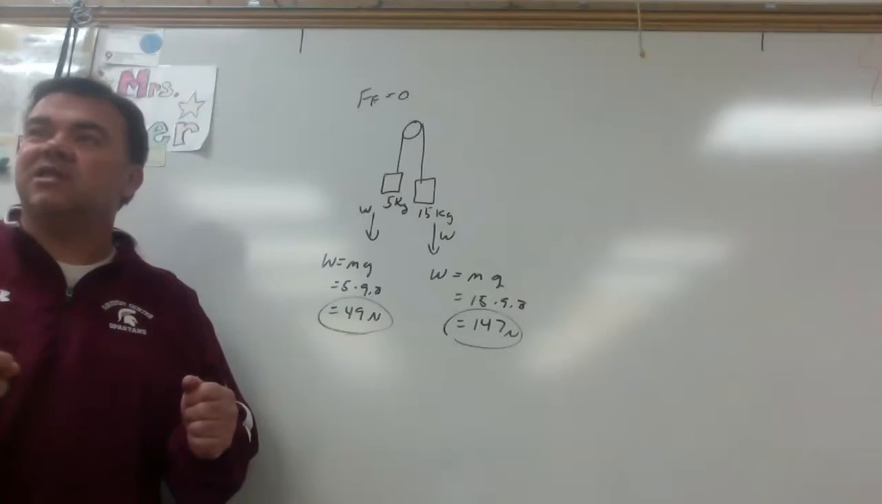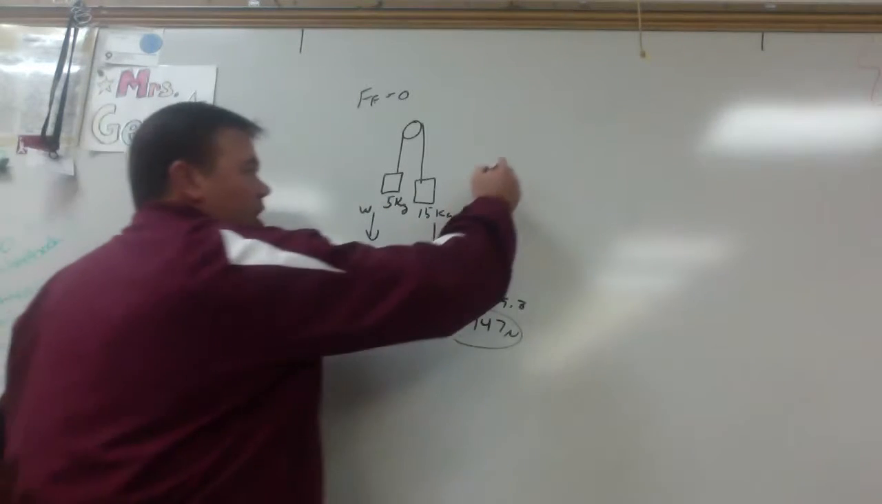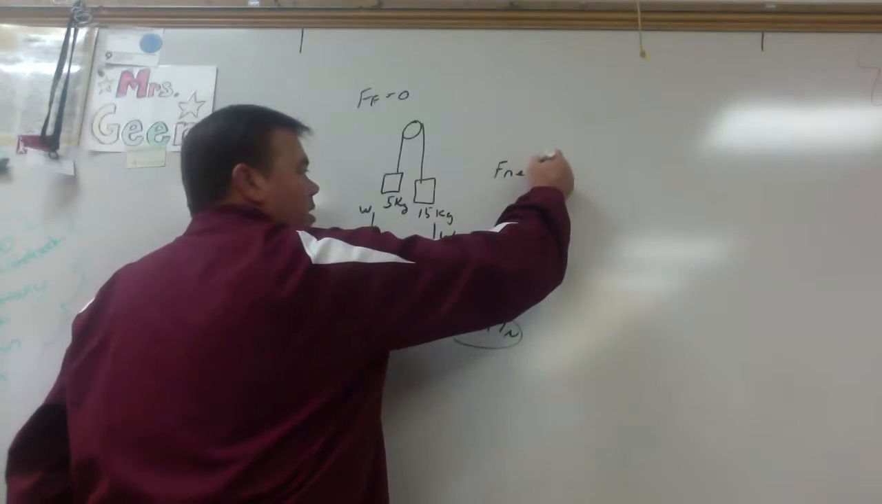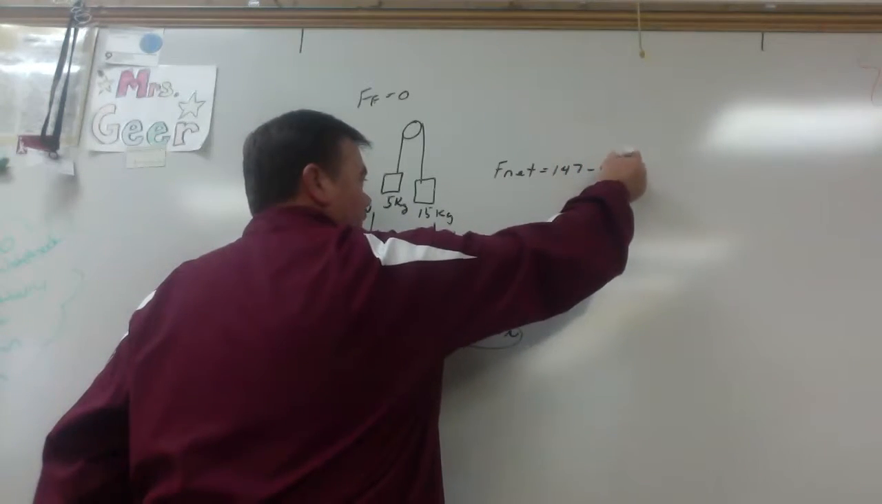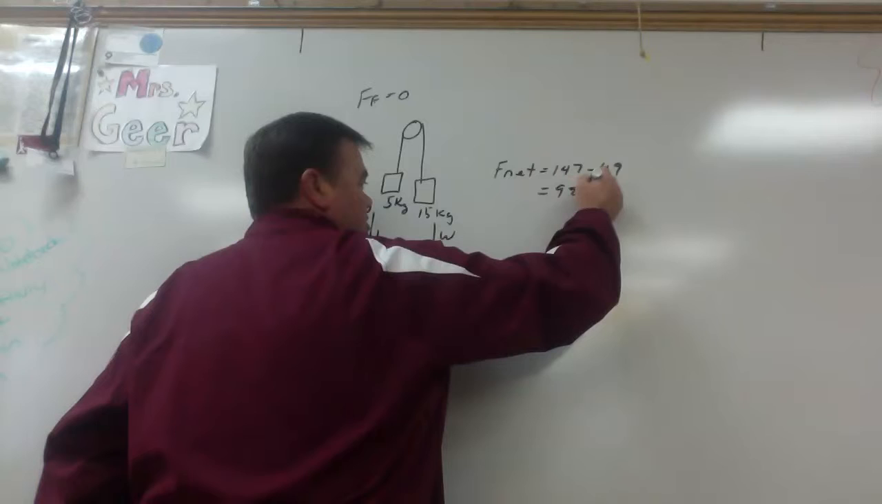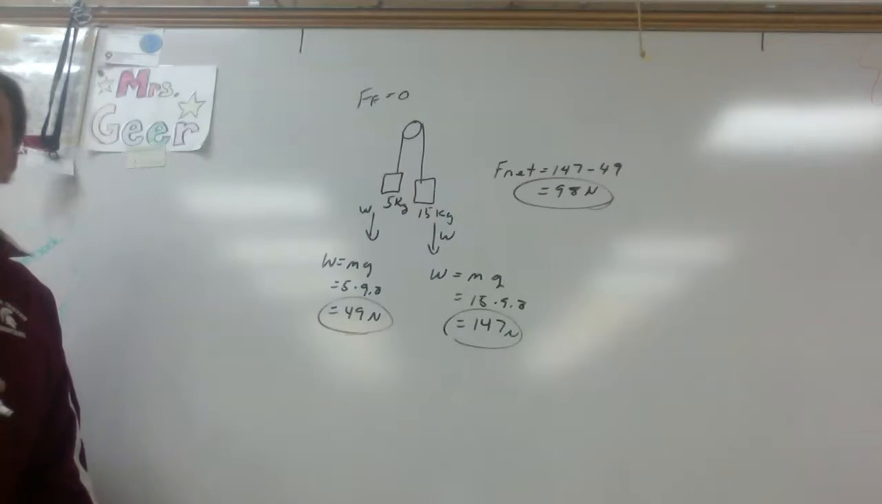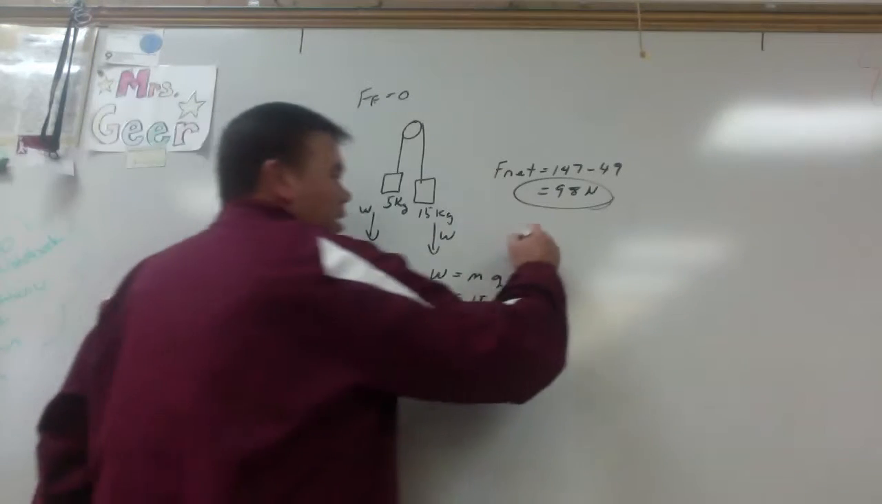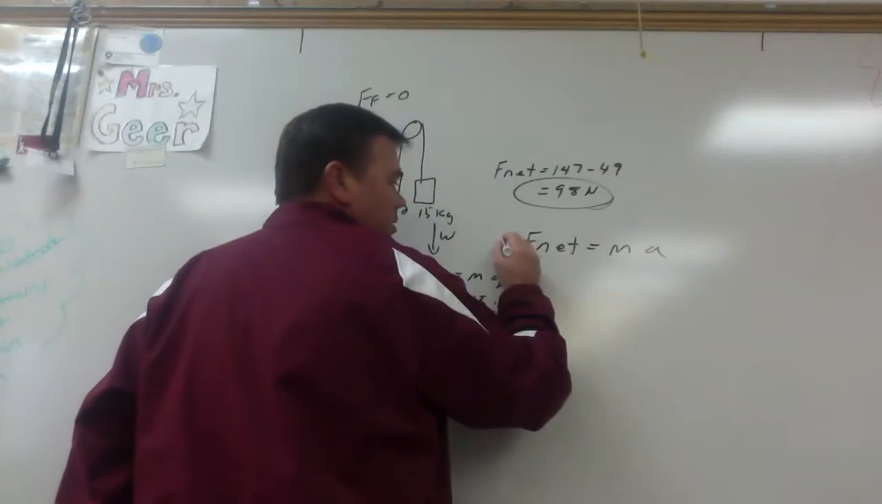These forces are actually in a tug-of-war against each other, right? One is counteracting the other. They're in the opposite direction. So when we look at the net force here, it's 147 minus 49, which is 98 newtons. How much mass is the 98 newtons moving? Total mass moving? 20. Force net equals ma.